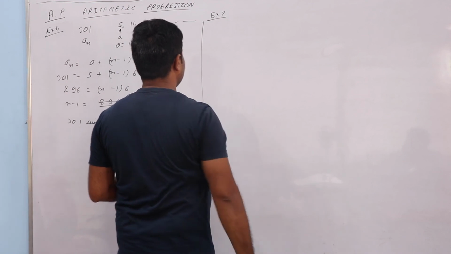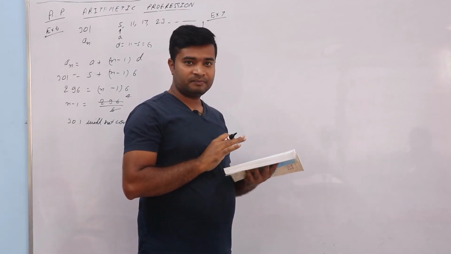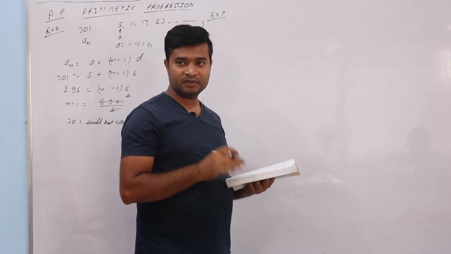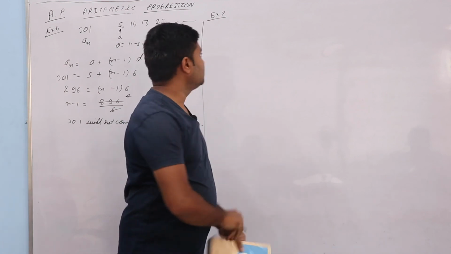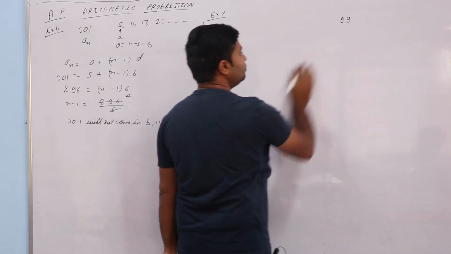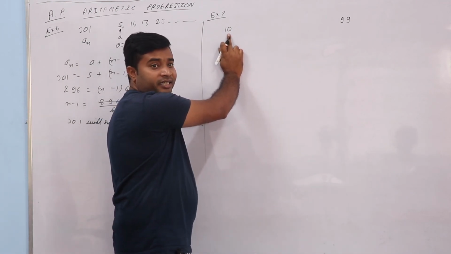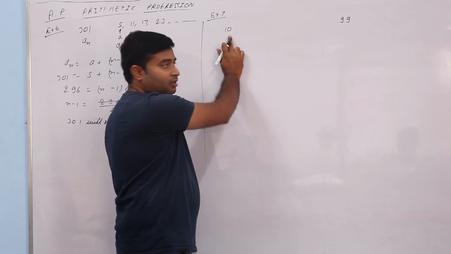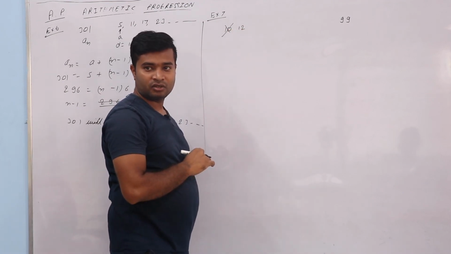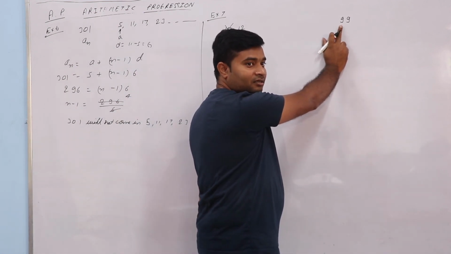Example number 7. What is it saying? How many two digit numbers are divisible by 3? Two digit means from 10 to 99. But is 10 divisible by 3? No. But 12 is divisible. And is 99 divisible or not? Yes, 33 times.